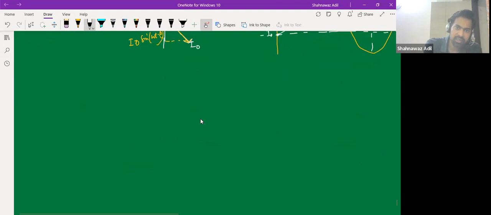And lastly, we were doing this capacitive circuit.